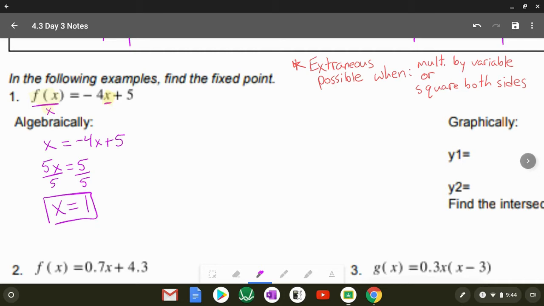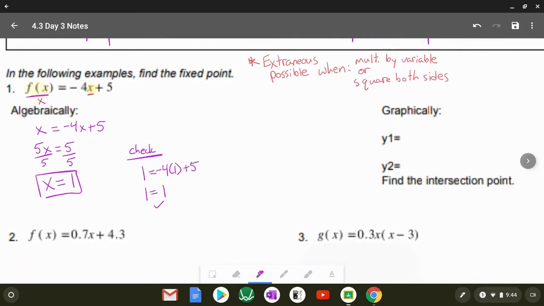If we did plug it in, that would mean 1. If I did want to check, I just plug it in. 1 would equal -4 times 1 plus 5. And then if you just go through that, it does work. Okay. But it is important that if you do one of those two things for when the extraneous might be possible, that we do check.